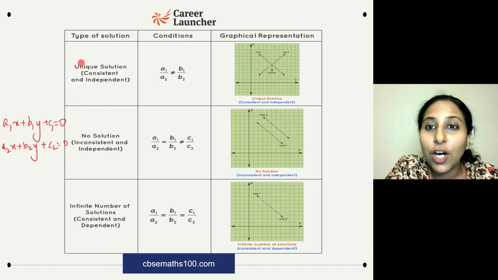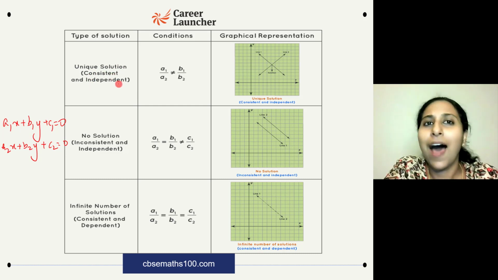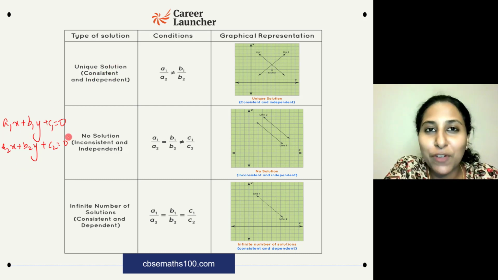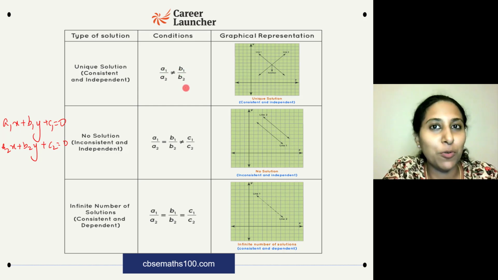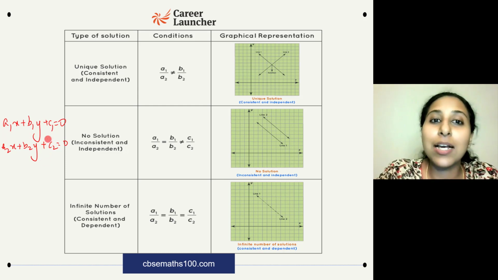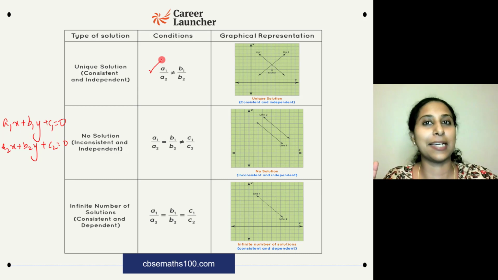So first thing, intersecting lines, unique solution, which is consistent and independent. How do we identify from the system of linear equations? It is only looking at x coefficients and y coefficients that we can say that it is intersecting lines. So here a1 by a2 will not be equal to b1 by b2. The ratio of x coefficients is not equal to the ratio of y coefficients. You don't have to look at the constants. As long as this condition is fulfilled, it's intersecting lines.